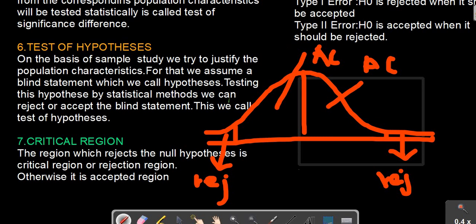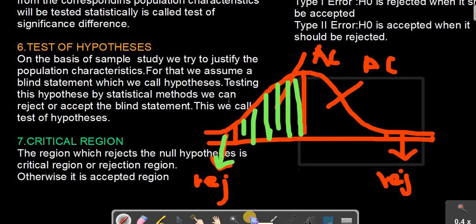So this is a normal curve, you can see here, and this particular area we call the accepted region. This is the accepted region, and this is called the rejected area. That's the way we are defining a critical region. So the critical region criticizes whether the null hypothesis is accepted or rejected.